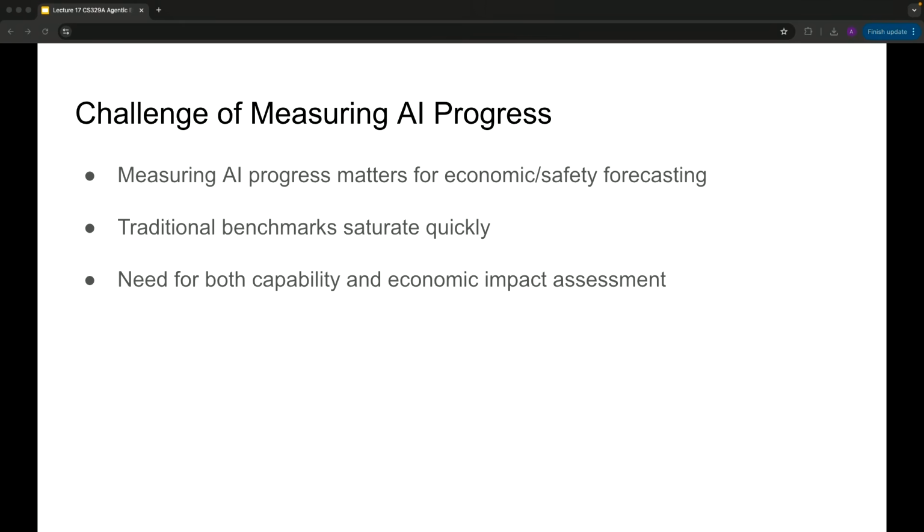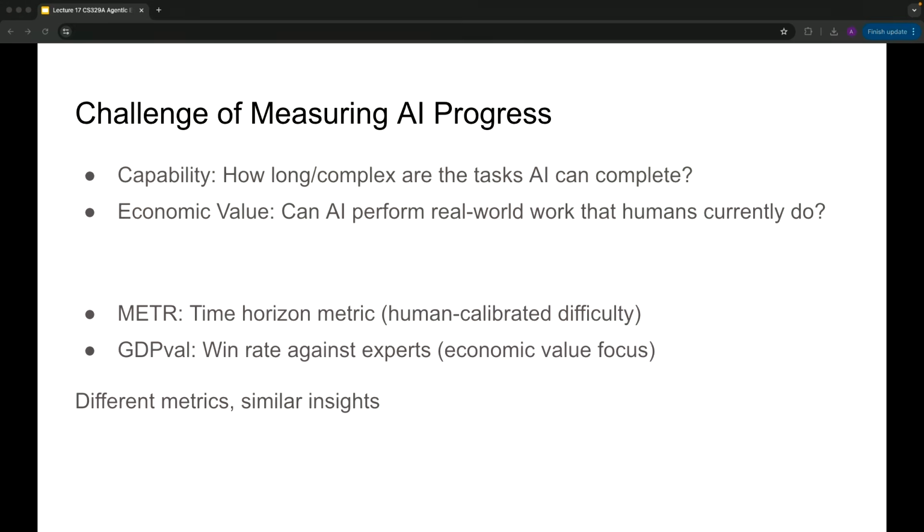Traditional benchmarks, which involve chatbots or question answering or single shot, just answering something that was already in the context, are starting to saturate fairly quickly. However, we do need to measure, both in terms of capability and economic impact, how these models are progressing so that we can see what their impact will be in the coming years.